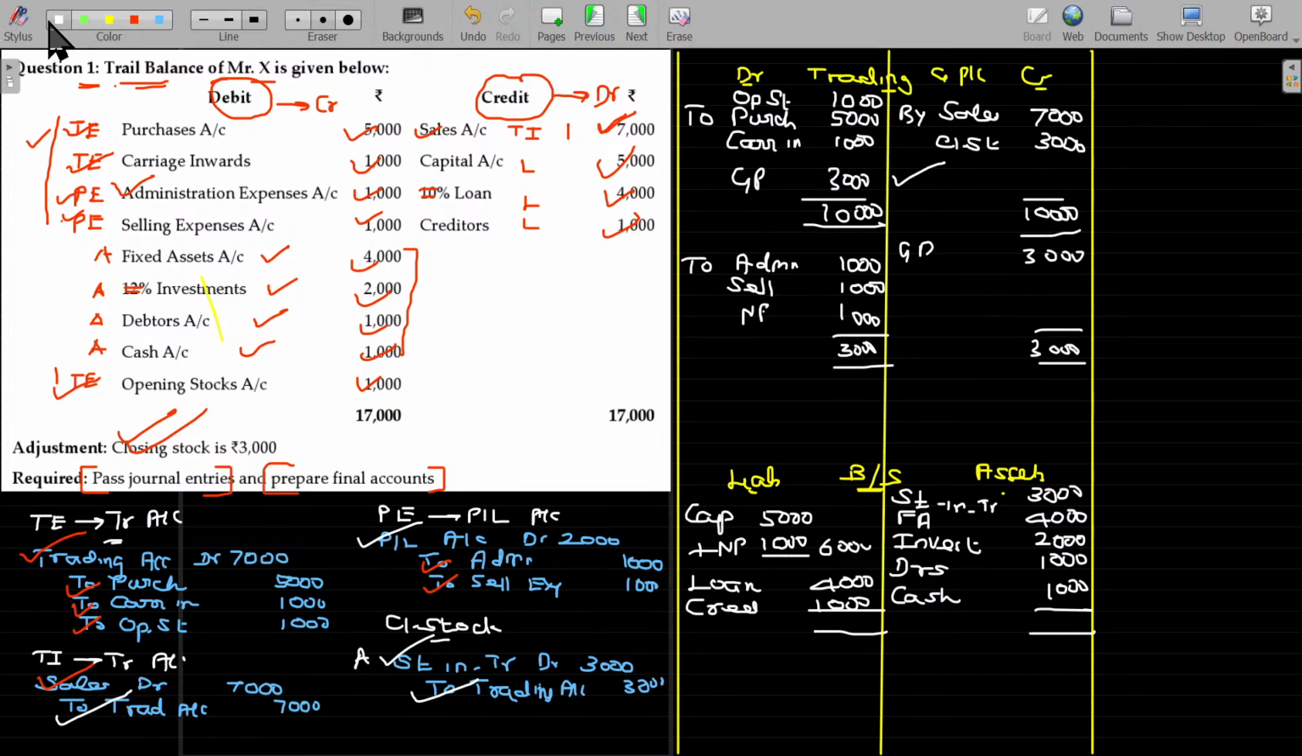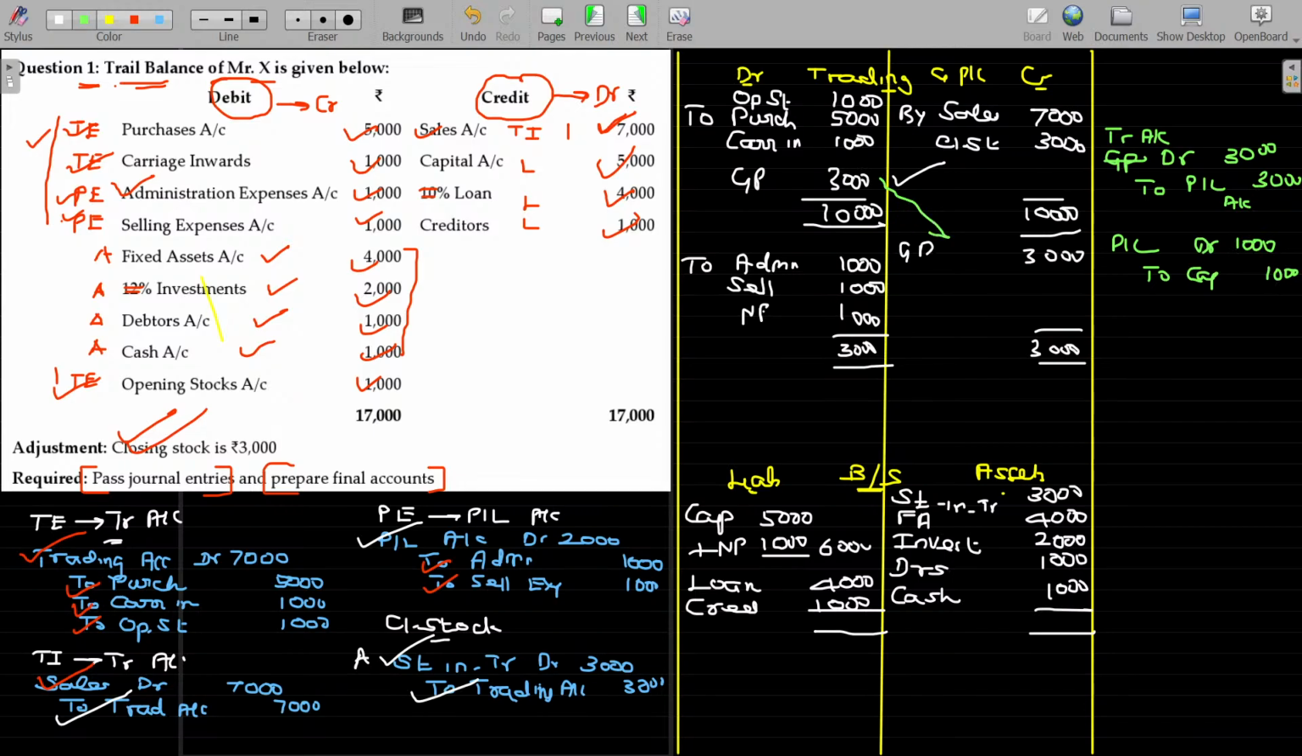For the GP, the transfer entry being, transferring from GP account to P&L account. So I have to debit the GP account because of the credit balance to profit and loss account. The value being 3000. Or simply you can name it this way, trading account to P&L account. Is that okay? Then the P&L account is transferable to the capital account. So P&L account debit to capital account, the value being 1000.